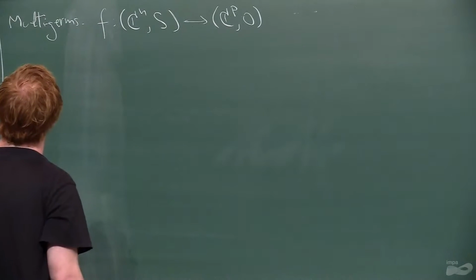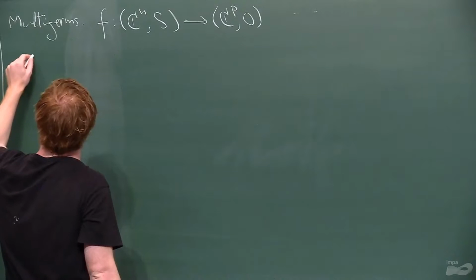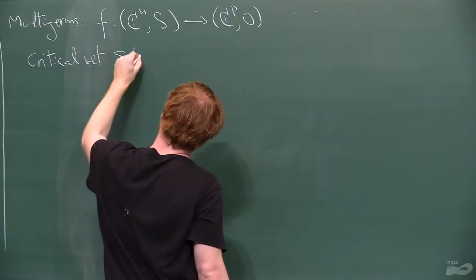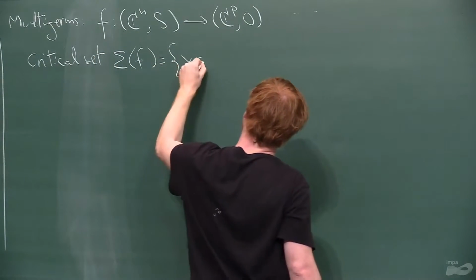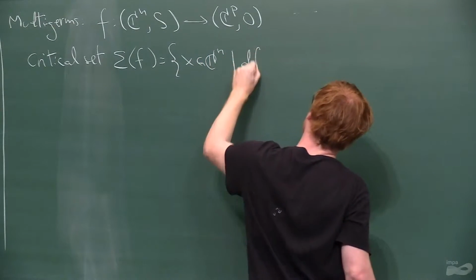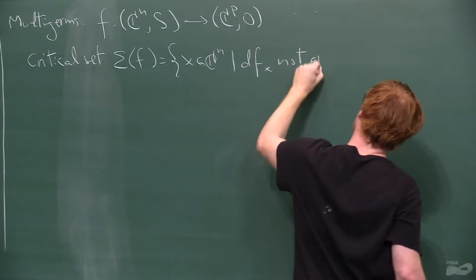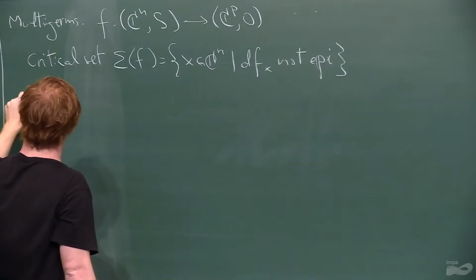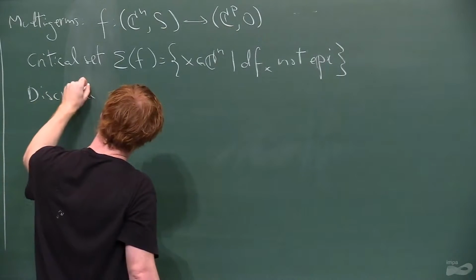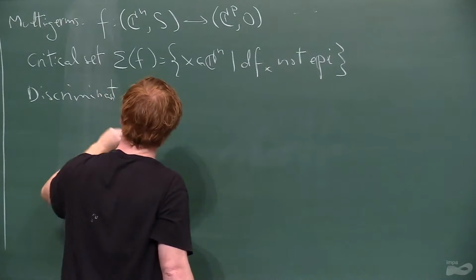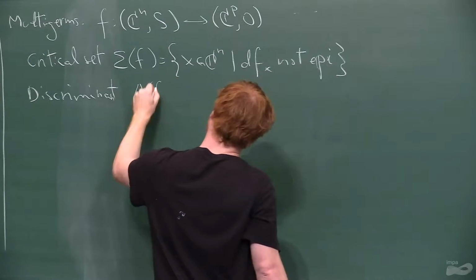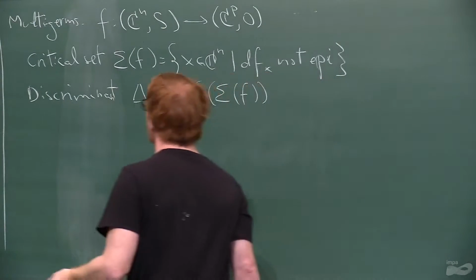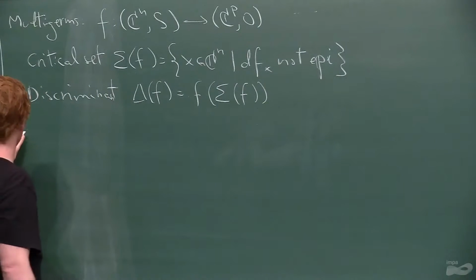Okay. Then we want to look at the discriminant. So first, the critical set is the set of points where the differential is not surjective. And the discriminant is the image of the critical set. And we are going to work only with k-finite maps.